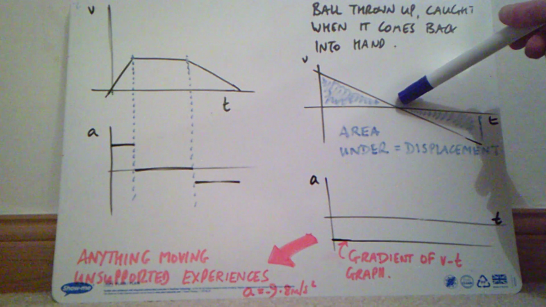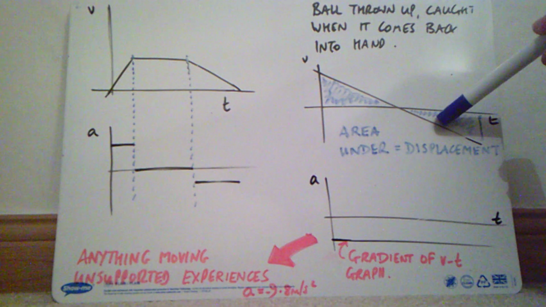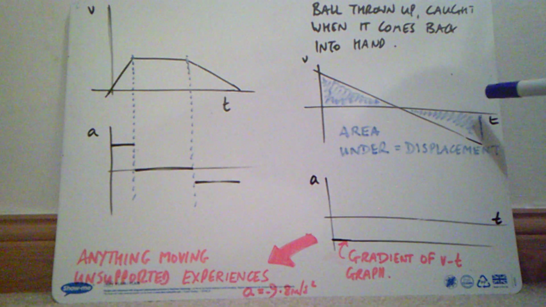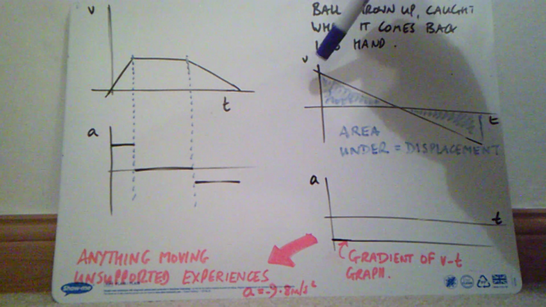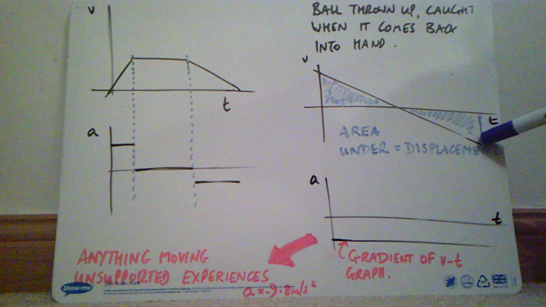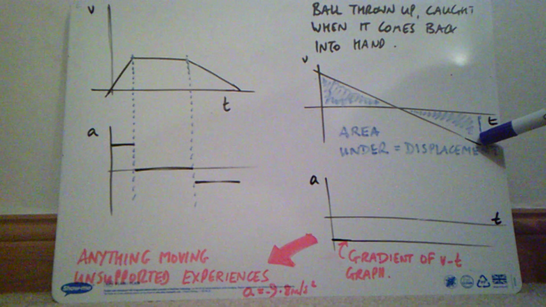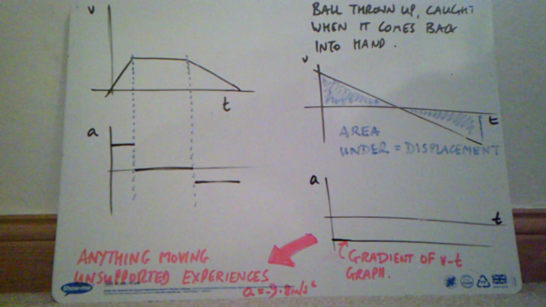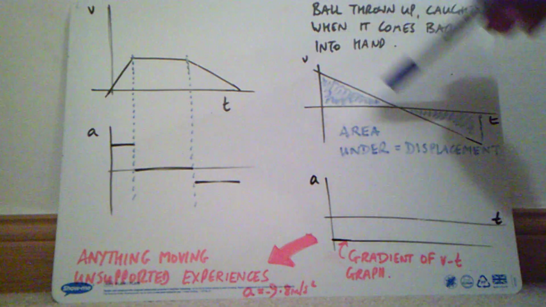And then as it comes back down, it speeds up, but it's speeding up in the downwards direction, which is negative. So this is when a ball is thrown up and then it's caught at the bottom of its flight. And just before it hits your hand again, it's going fast, but it's going fast in a negative direction. So this is what we mean about thinking about the key points.